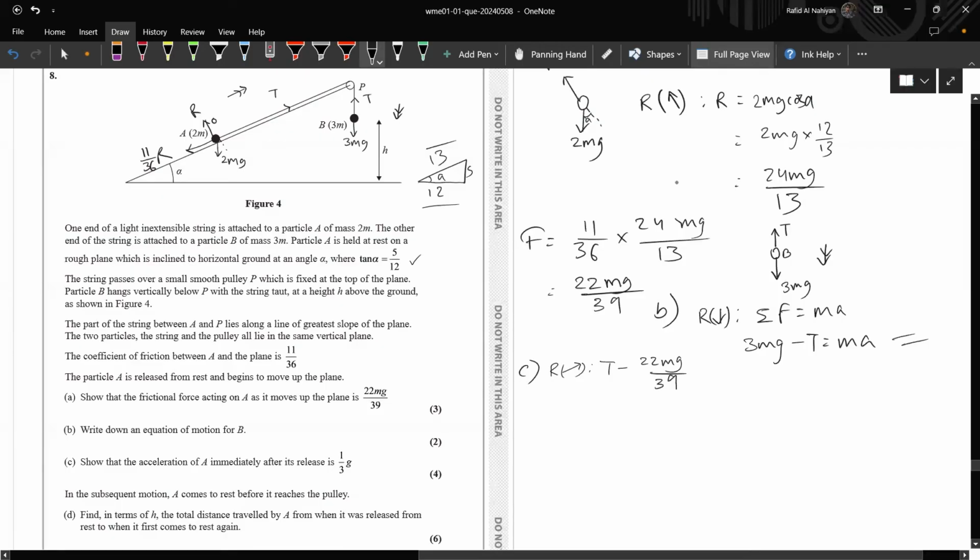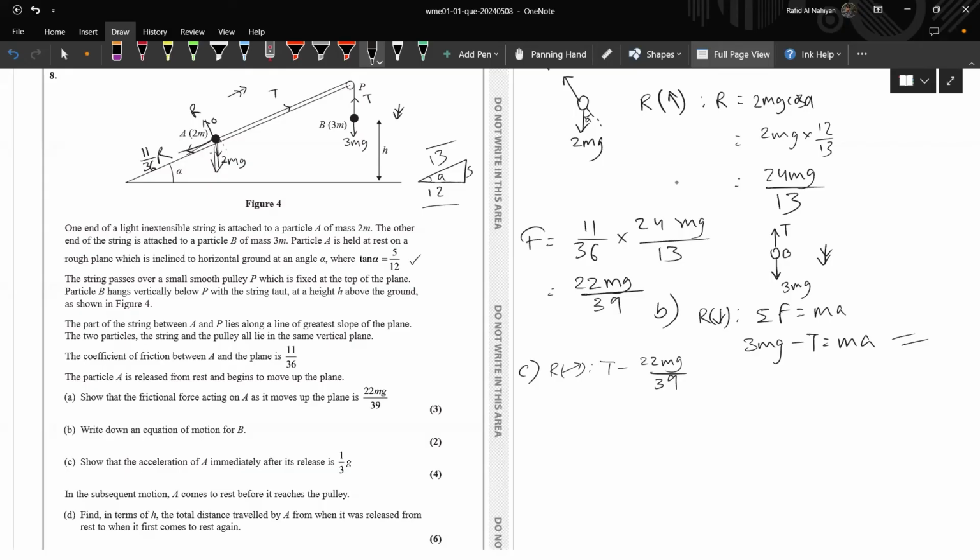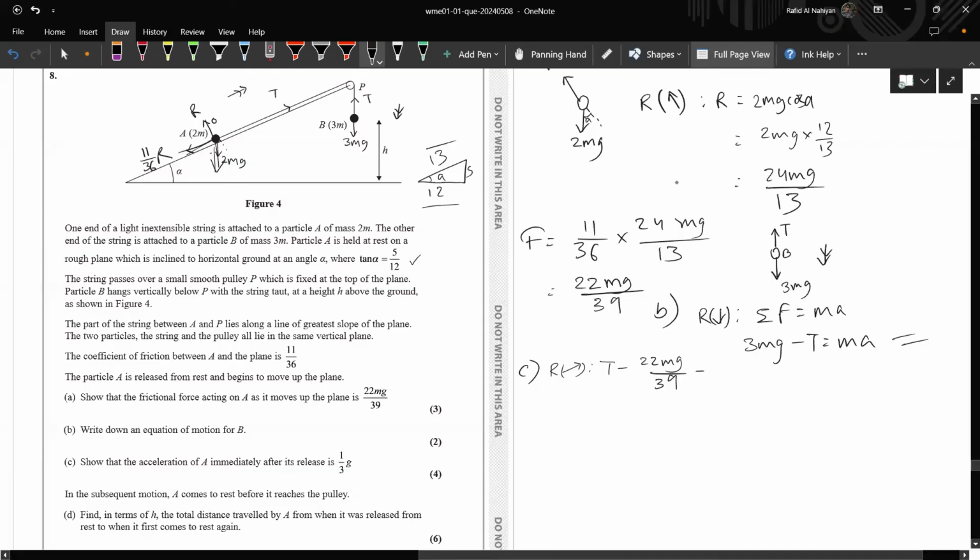And do not forget, and I've seen many people forget, and I am one of them, to take into account this component of the weight. The weight has a component that is parallel to the slope, acting downwards. So we have to take that into account, which is basically 2mg sine alpha. And what do we know about sine alpha? Sine alpha is 5 by 13. So 2mg times 5 by 13 is equal to ma.